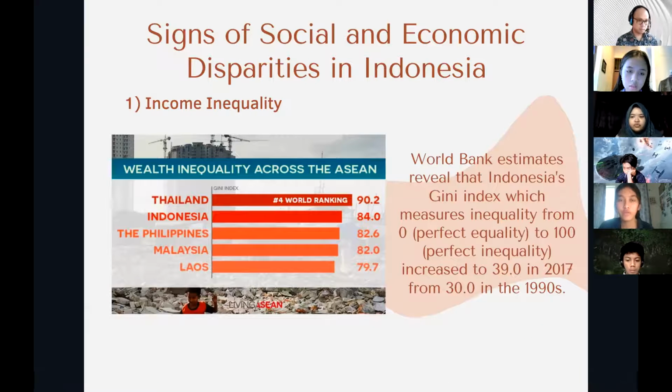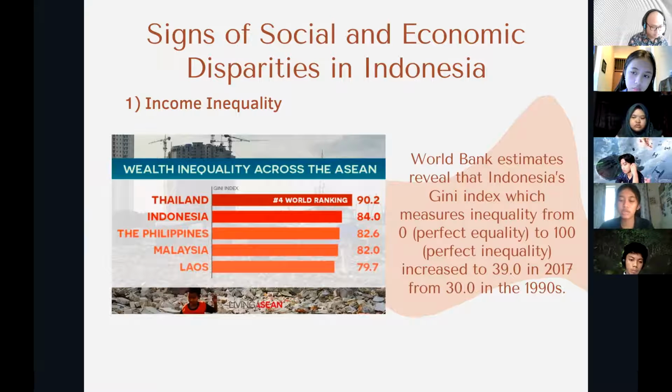Now, there are 4 factors or signs of social and economic disparities in Indonesia. These 4 signs closely relate to one another. The first sign is income inequality. Firstly, what is income inequality? Income inequality is the uneven distribution of wage or income between groups of society. Now, this shows that there is a widening gap between groups.